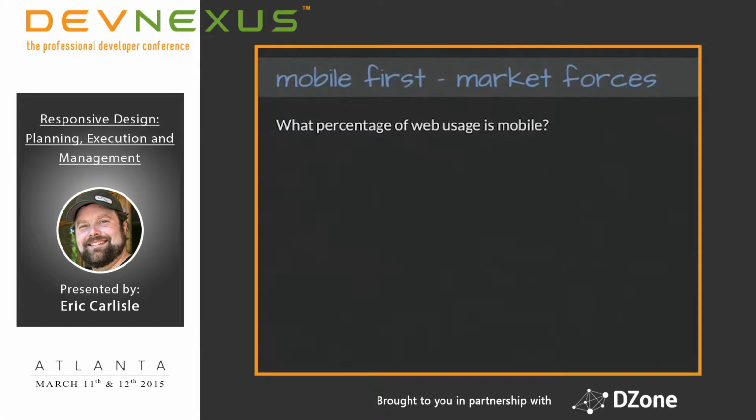Guess what percentage of web usage is mobile? Throw out a guess, anyone. I think I heard 30%, 35%, 25%, 75%. Well, in 2014, it's about 25%. So I heard some really great guesses, and that really pinned it down. And that's a tremendous figure.